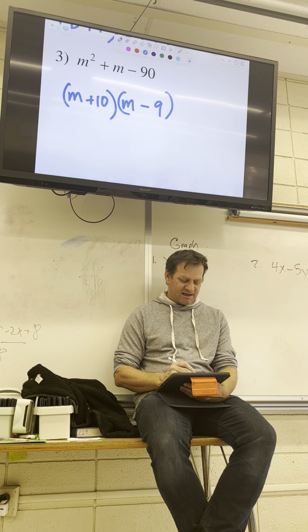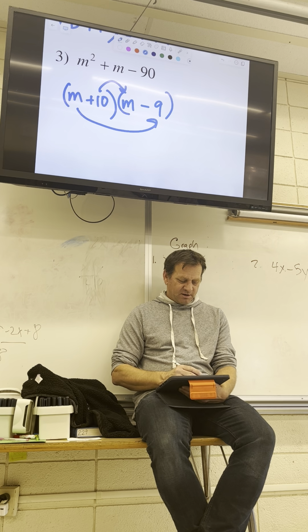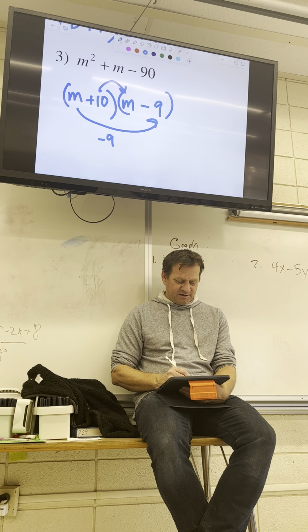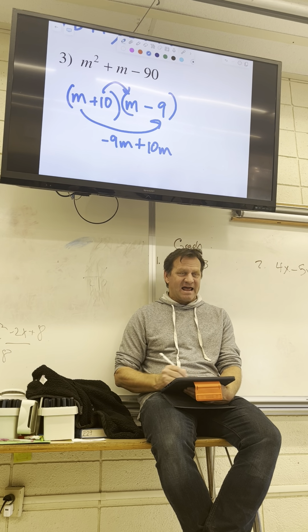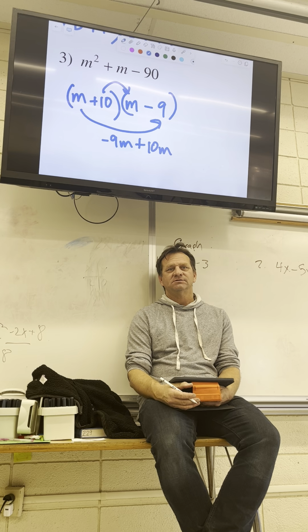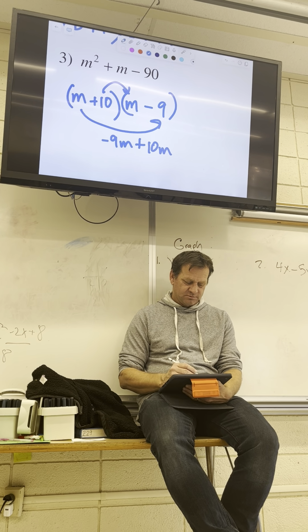So how do we check that? Well, that's by multiplying these two and these two. Those are the ones that check to see. So m times negative 9 is negative 9m, and 10 times m is 10m. Does that add to 1m? Yes. Okay, so that means we did it right.